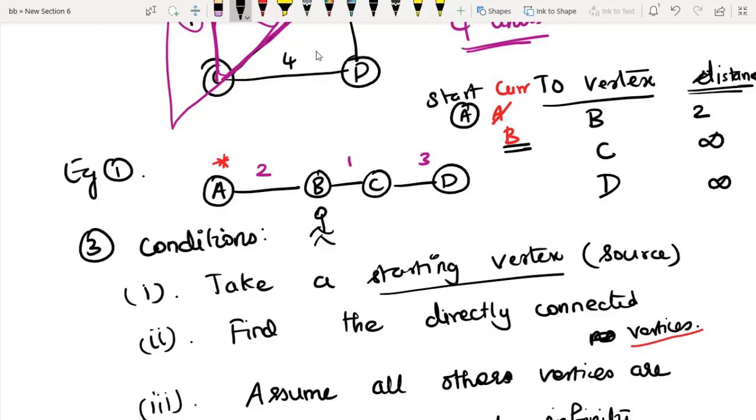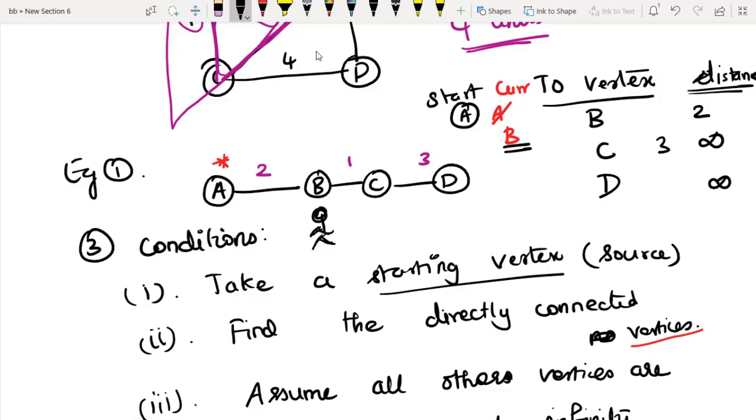All right. So you are at B now. Calculate the distance from A to C. This is 2 and this is 1, so 2 plus 1 becomes 3. So now you are at B, and the distance from A to C is 3. You are calculating 3. Right.